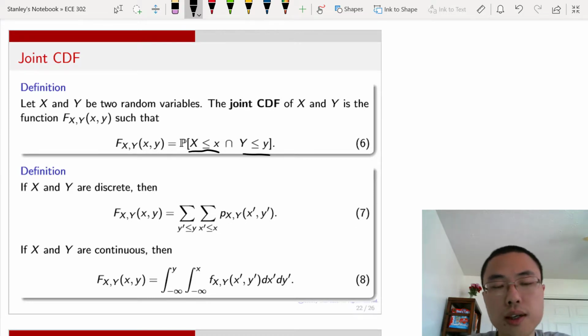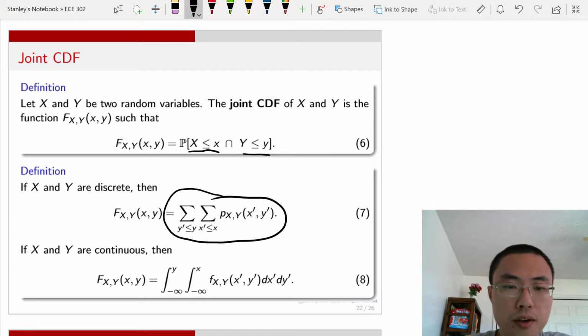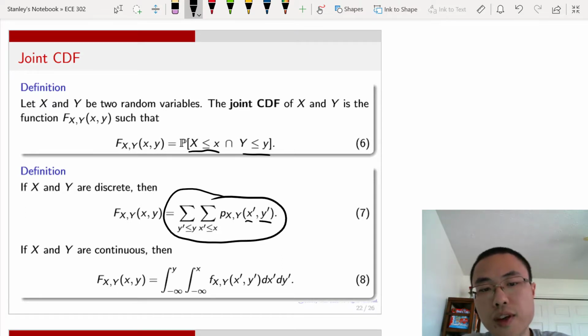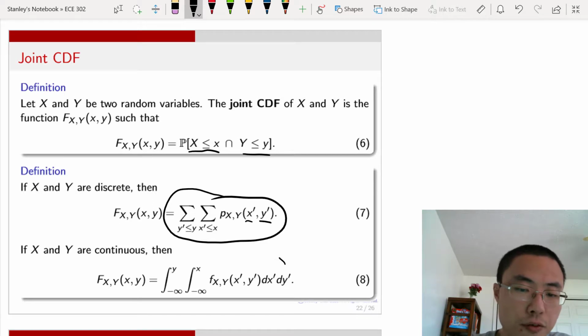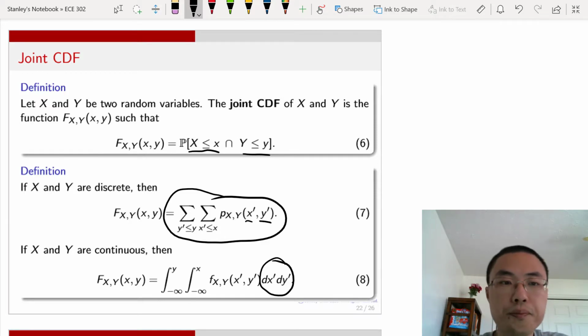How do we calculate the CDF from the PDFs? If you are having discrete random variables, you can just sum all the x prime up to x and y prime up to y, where x prime and y prime are the dummy variables. Similarly, for the integration, you can integrate dx prime all the way to x, and dy prime all the way to y.